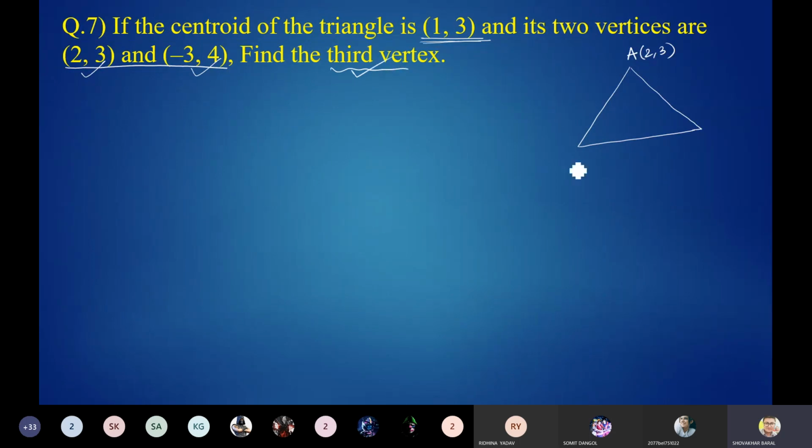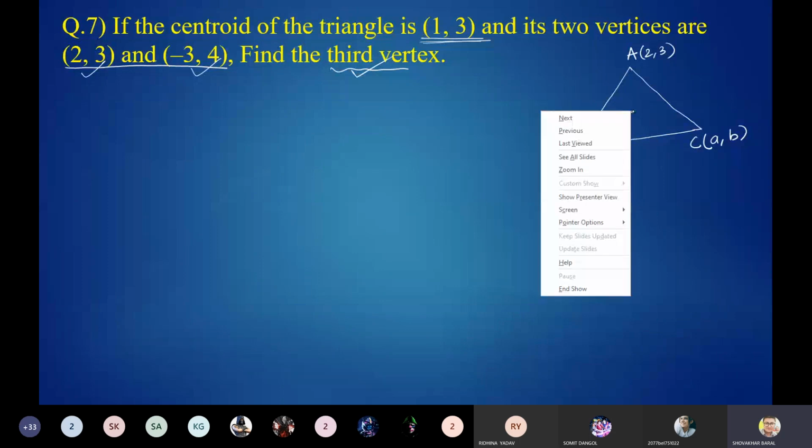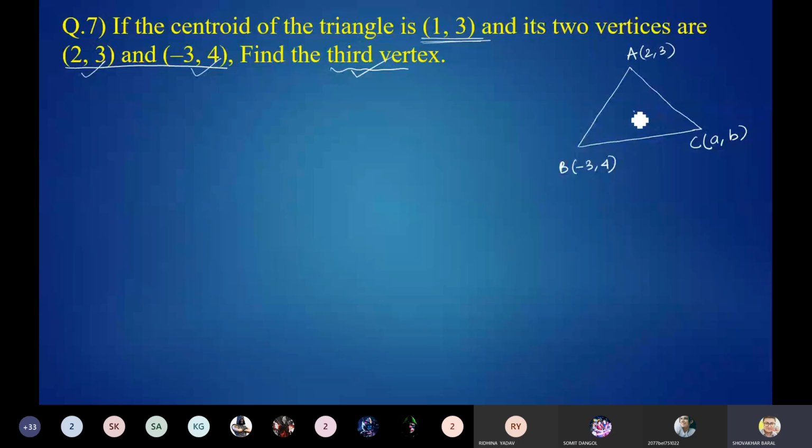So this is A(2, 3), B(-3, 4). You need to find the coordinate of C, (a, b). Okay, let me suppose the third coordinate is (a, b). So if the centroid is in between the triangle like this, let us suppose it is G(1, 3). The general notation for the centroid of a triangle is G. It is denoted by G in general. So let's suppose it is G(1, 3).